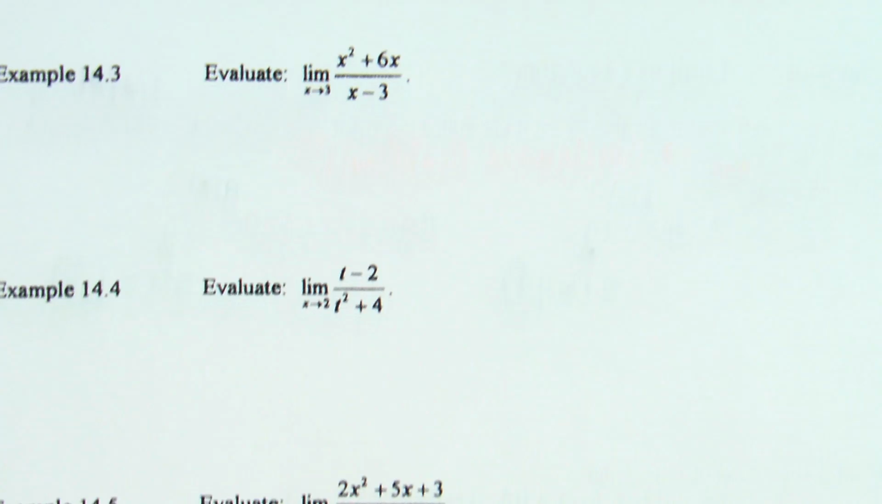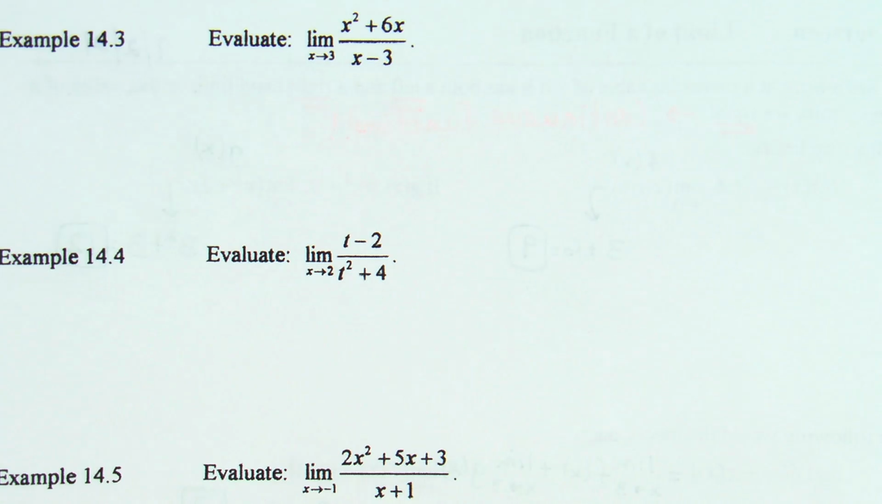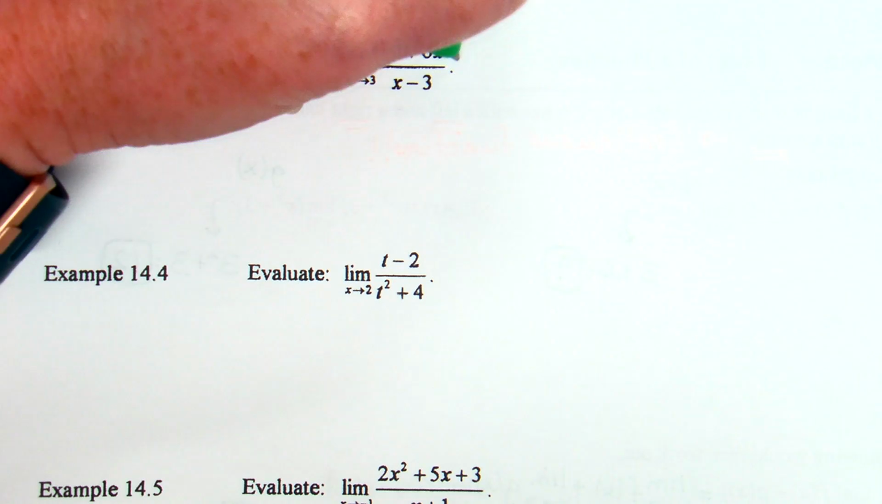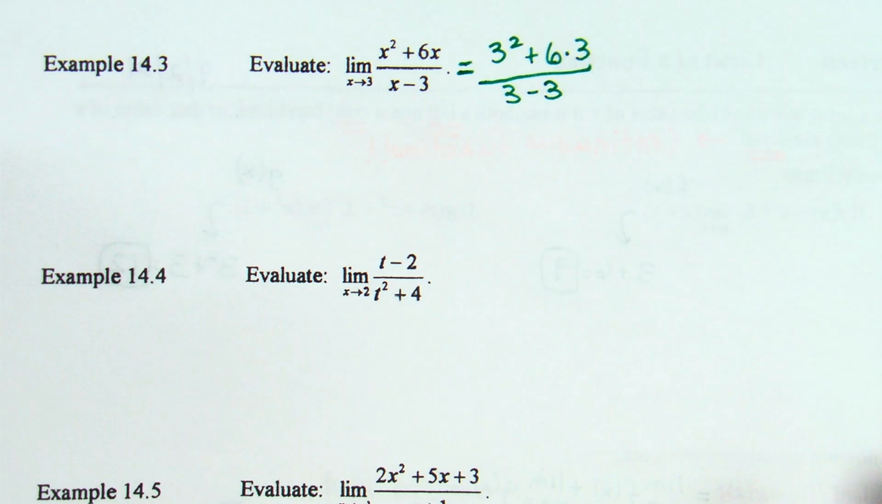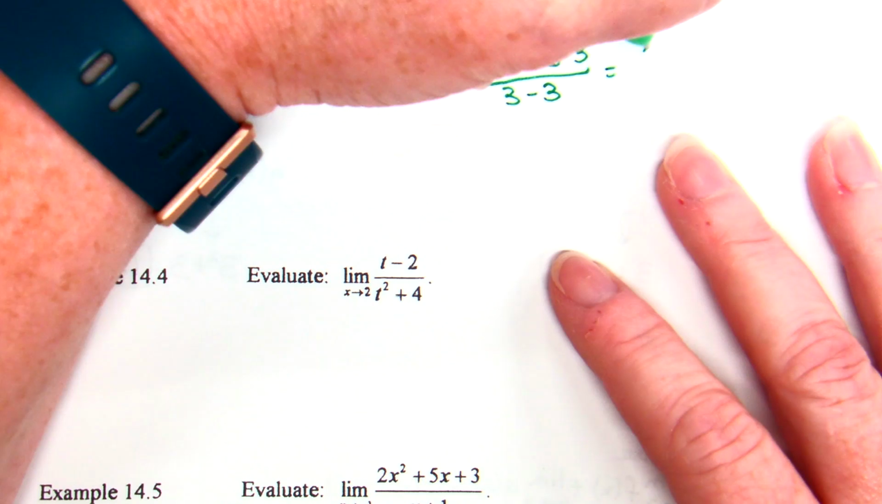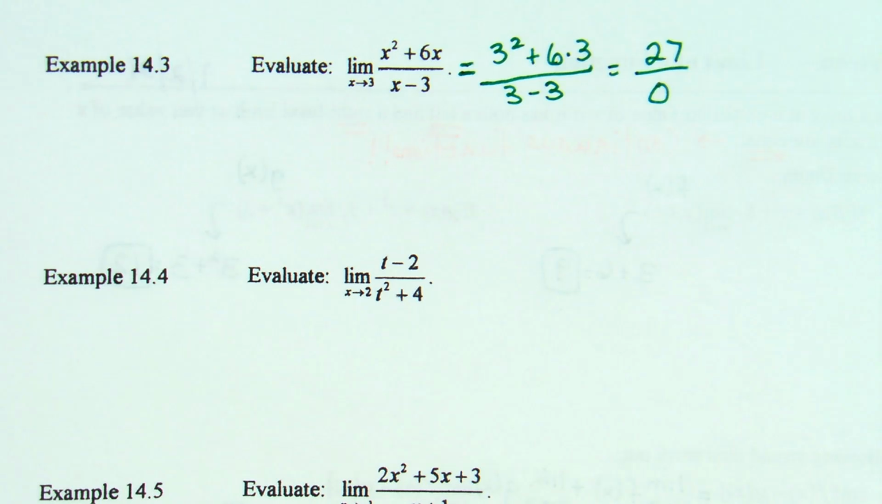Thoughts on example 3? Did you try? If we plug it in, let me write this down for the sake of the notes. Once we plug this in, we end up with 9 plus 18, so 27 over 0. So what's a plan B option?